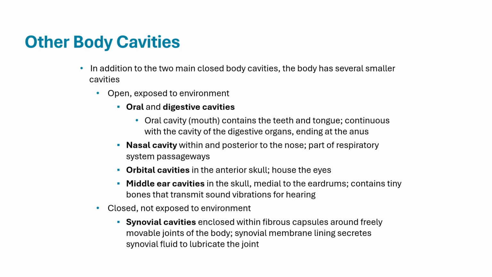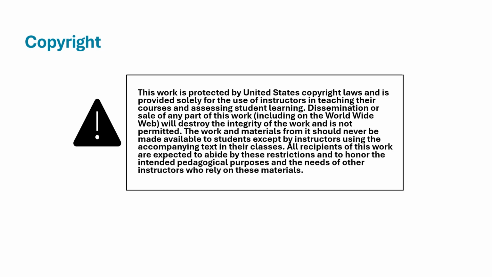Then we have some closed body cavities that are not exposed to the environment. Synovial cavities are enclosed cavities within fibrous capsules around freely movable joints of the body, like your knee joints, elbow joints, and shoulder joints. They all have synovial cavities with synovial fluid in them to help reduce friction. The synovial membrane lining secretes synovial fluid to lubricate the joint in each of those joints. And that's it.